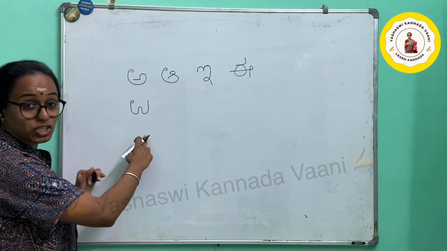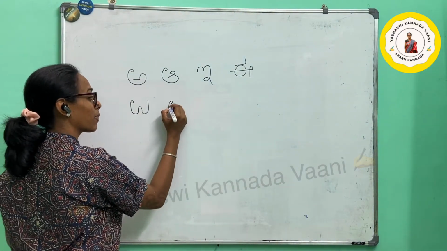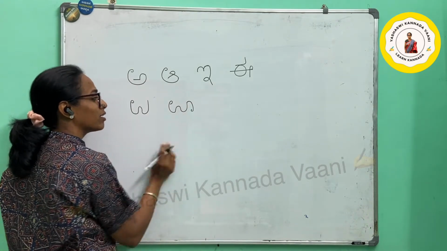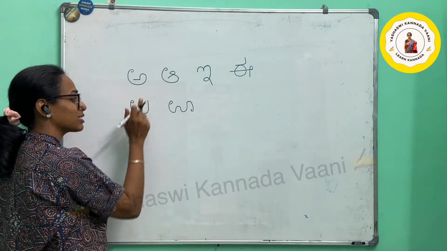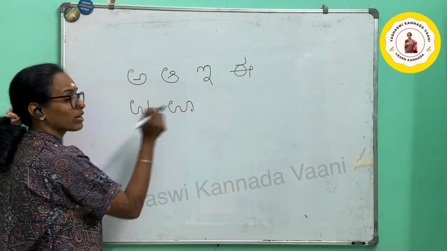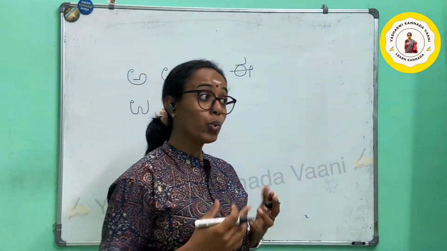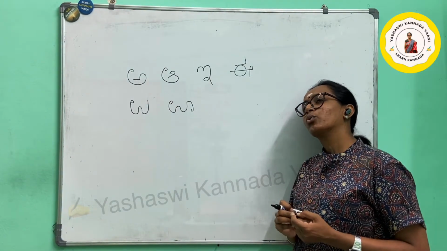The next one is the extension of this one, right? So write as it is first. Now bring this down. Now you will put a circle here. Do not put a circle here. It's wrong. If you are putting a circle here, it's wrong. You should put the circle only here.